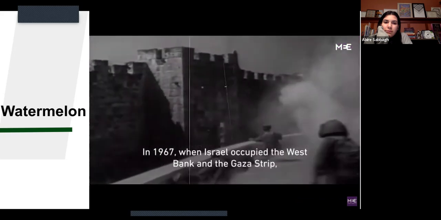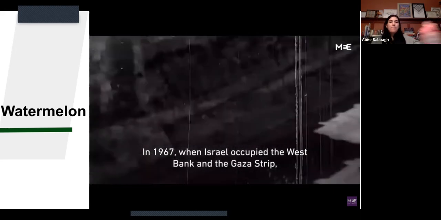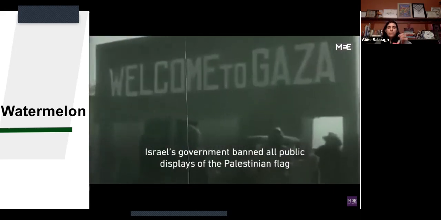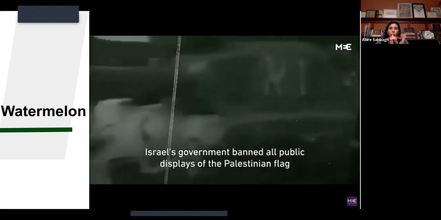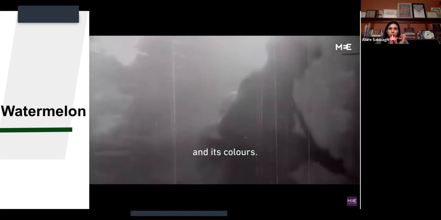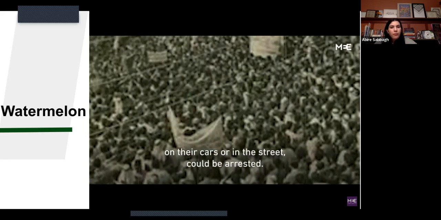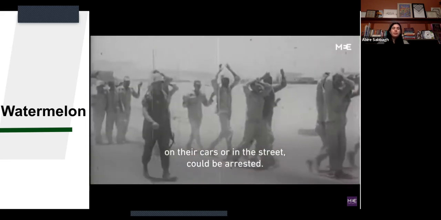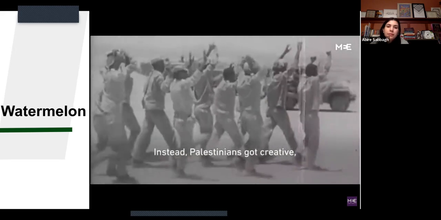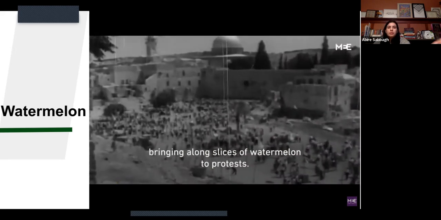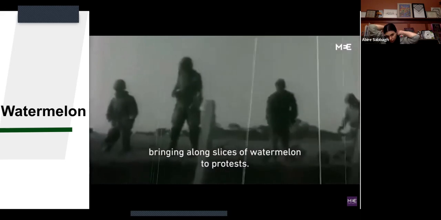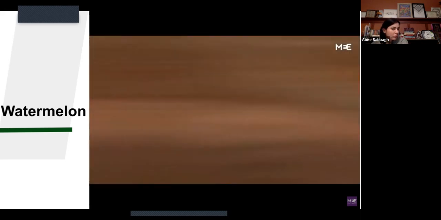In 1967, when Israel occupied the West Bank and the Gaza Strip, Israel's government banned all public displays of the Palestinian flag and its colors. Those who flew the flag in protest on their cars or in the streets could be arrested. Instead, Palestinians got creative, bringing along slices of watermelon to protests.